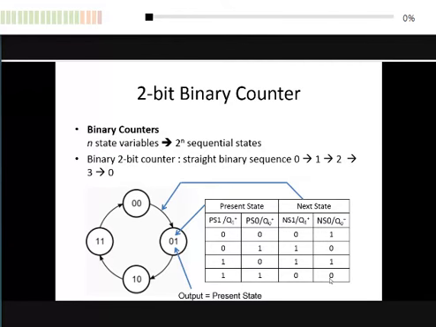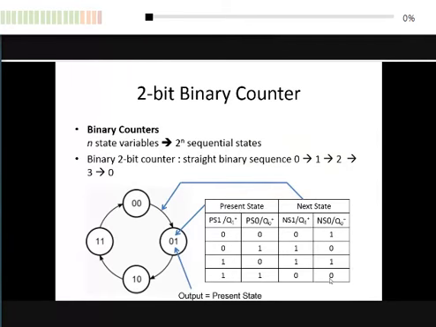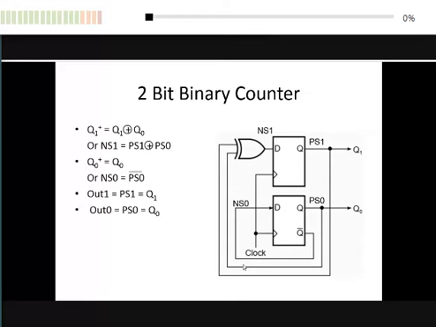Based on the Medvedev counter, or what we call the Medvedev state machine, we don't need to worry about the output, okay? Because in Medvedev, we just take out the present state pins as the output, so we just follow that. Now we already have the state table. Next step is to get the equation. So how to get the equation?